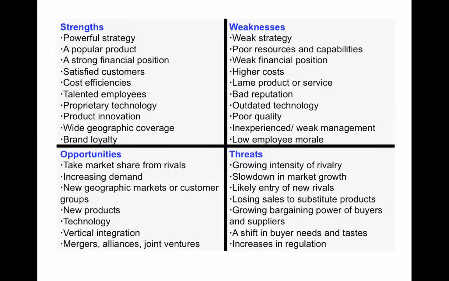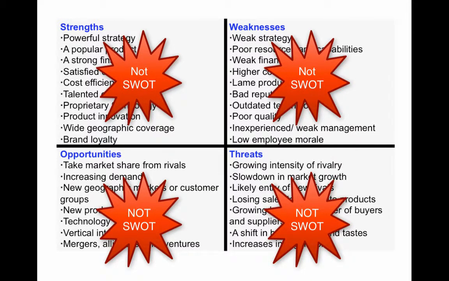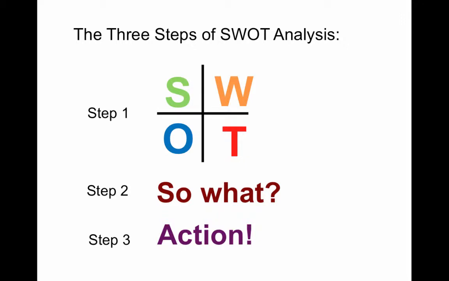So this might be what the four SWOT lists look like when looked at together in a table. It's important to note that a SWOT analysis is not just the creation of four lists. So remember the three steps of a SWOT analysis: step 1, coming up with the four lists, which we've done; step 2, the so what, the implications; step 3, making recommendations.